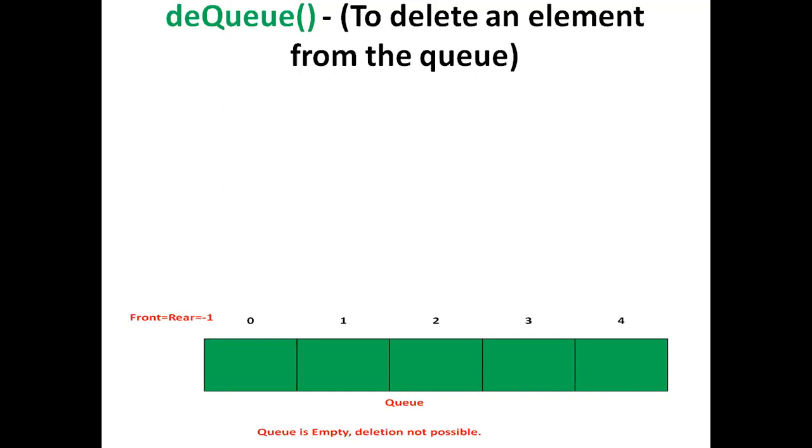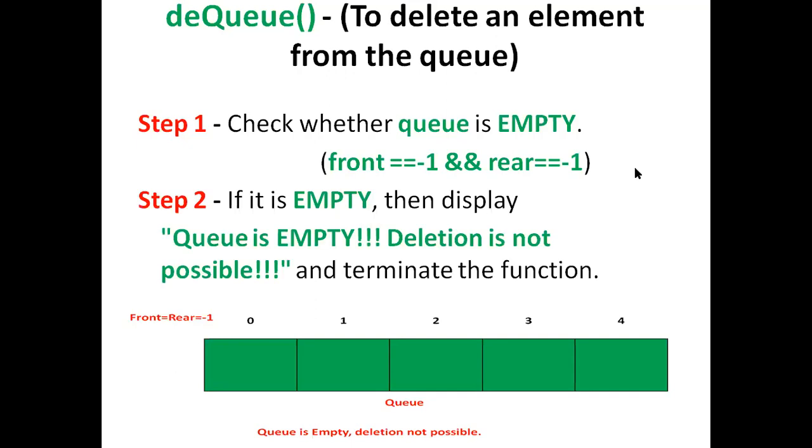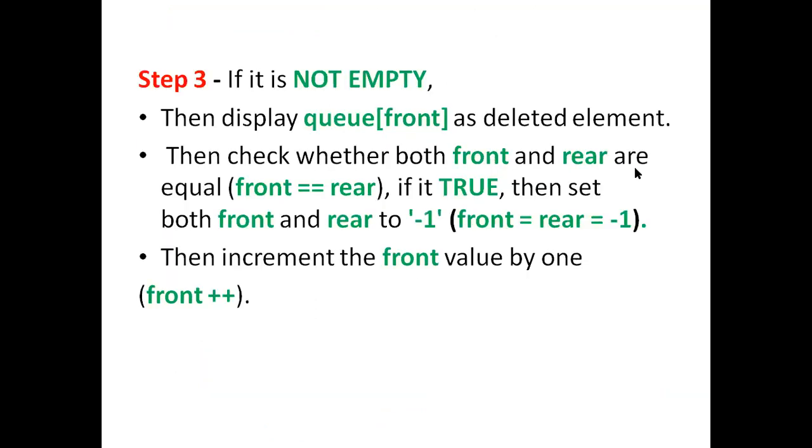How can you say that it is empty? Means front and rear variables are both -1, then our Q is empty. Now deletion is not possible. So check the Q is empty or not. Step 1, check whether Q is empty or not. Means front is equal to -1, rear is equal to -1, then Q is empty. Deletion is not possible. Otherwise, elements are there in the queue.